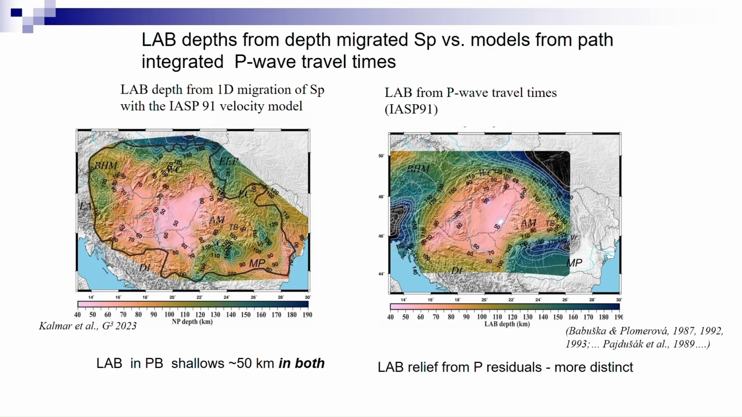Here we show a comparison of two seismic models which use the same reference model, IASP91, but the models are derived with different techniques. The LAB model on the left is from the SP receiver functions. The model on the right treats the lithosphere as the high-velocity outer layer. The LAB lies at about 50 kilometers depth in the central part in both models, but the relief to the surrounding mountains is more distinct in the model on the right side.